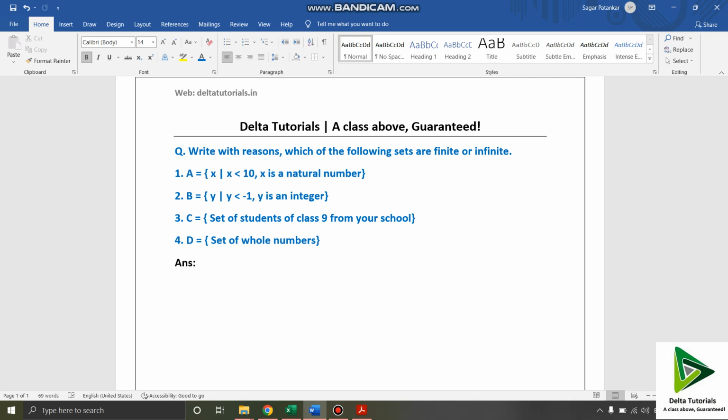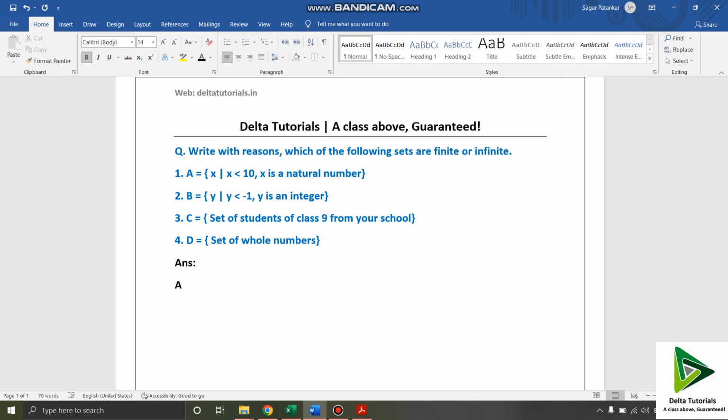So let's start solving the questions. See, we have to decide whether the given set is finite or infinite. And in that case, we also need to justify why a particular set is called finite and why it is not called infinite. So let's start solving this.